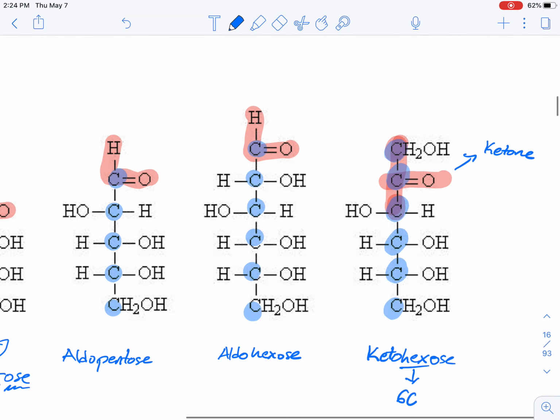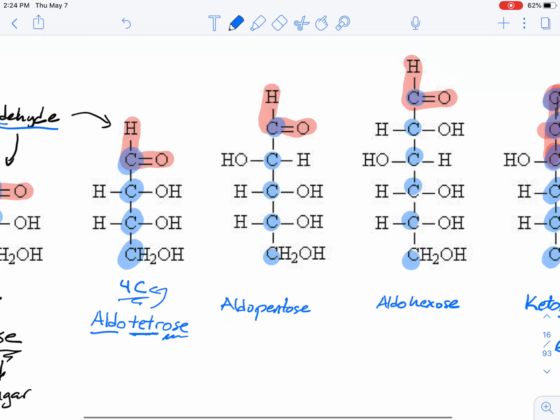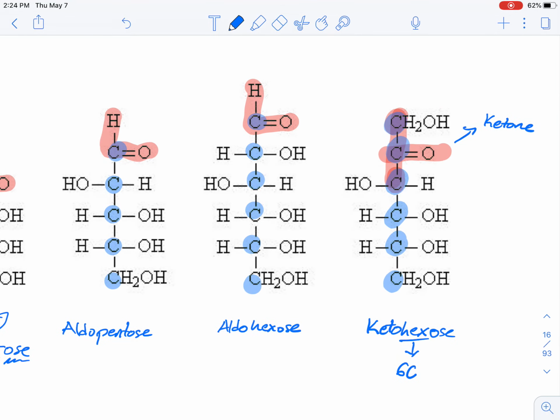This is just an example of how we can count the number of carbons, recognize the main functional group that is different between these two carbohydrates, and then arrange them in such a way that we create this way of naming or classifying these carbohydrates: aldopentose, aldohexose, ketohexose.